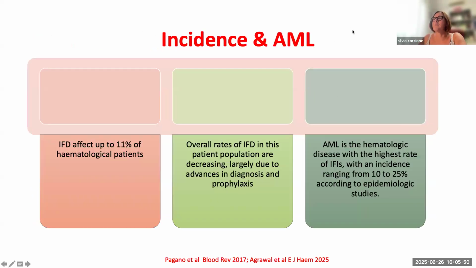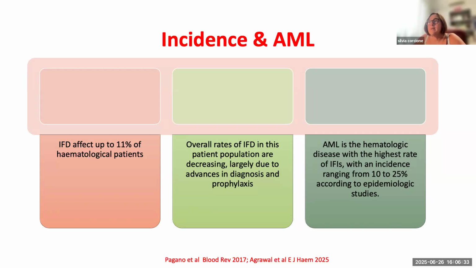So when we talk about the incidence of invasive fungal diseases in the hematological setting, we know that invasive fungal diseases affect up to 11% of all hematological patients, and the rate of invasive fungal diseases in this setting has decreased thanks to the introduction of antifungal prophylaxis, but also thanks to the microbiological diagnosis that we have so far, like biomarkers and new techniques that allow us to detect and identify invasive fungal infection better than before.